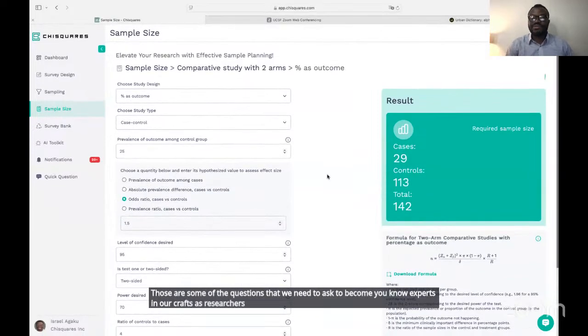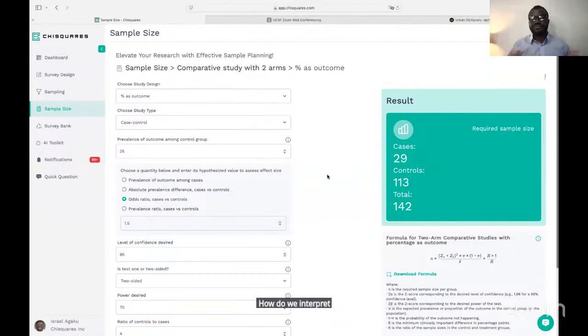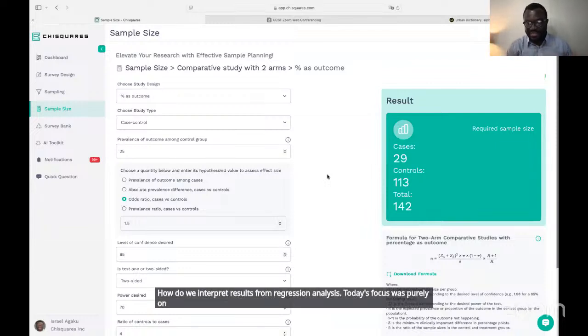All right, so that's where we're going to stop today. Next week, like I said, we're going to focus on how we interpret results from regression analysis. Today's focus was purely on p-values, because that's such a misunderstood concept, and how we can avoid errors that are related to type 1 and type 2.